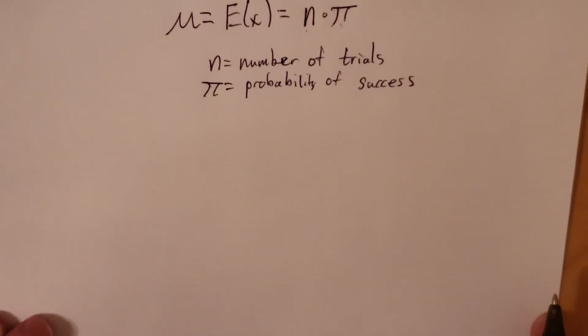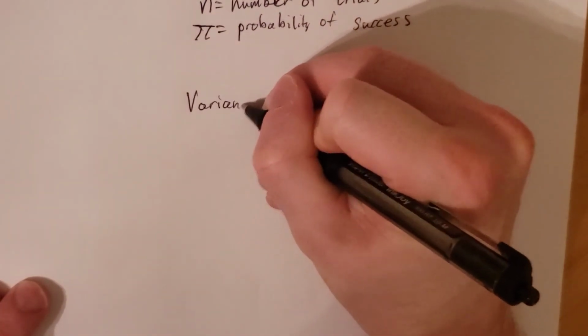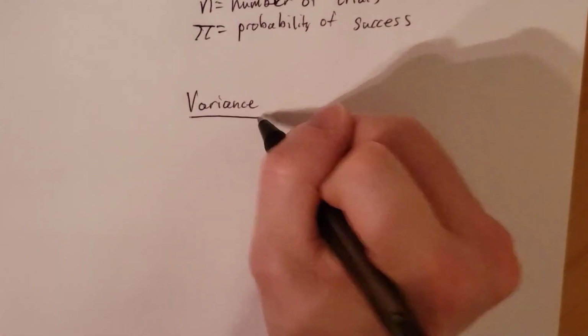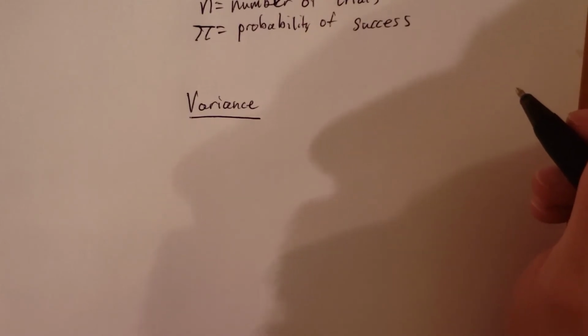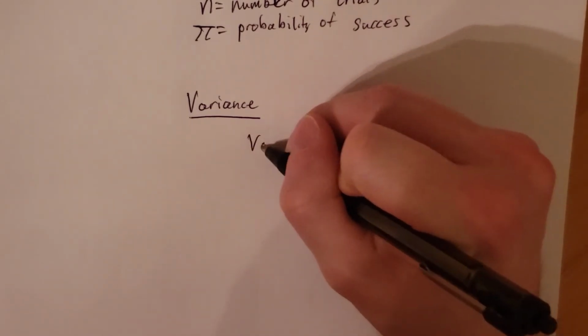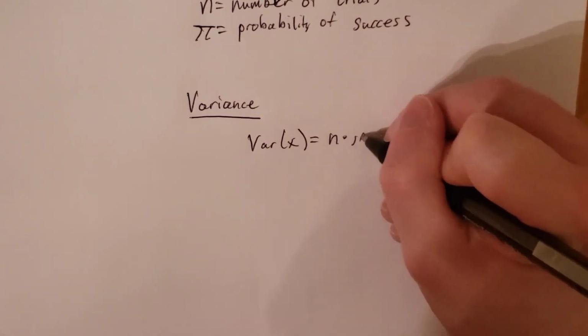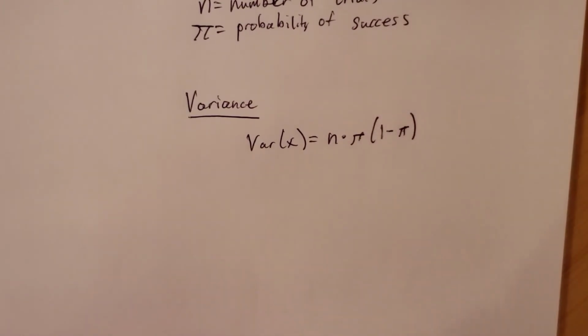Okay. And then furthermore, what is the variance? When we talk about the mean, we also talk about the variance and the standard deviation. So the variance, VAR of x, is equal to n times pi times 1 minus pi.